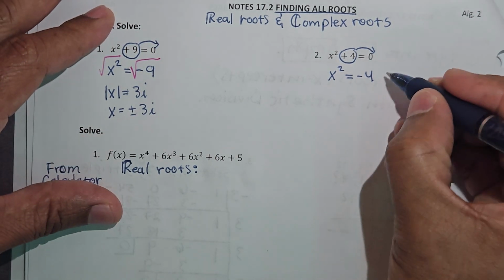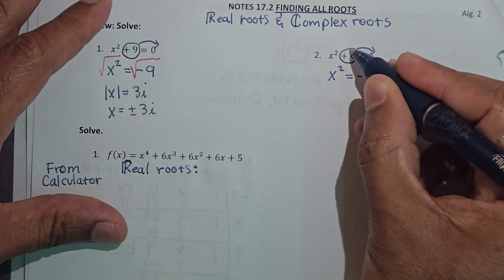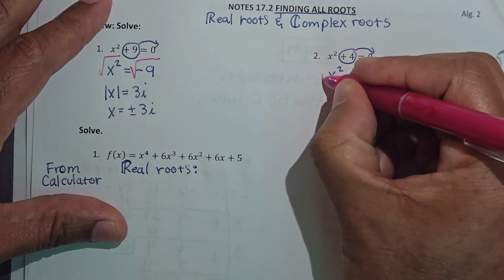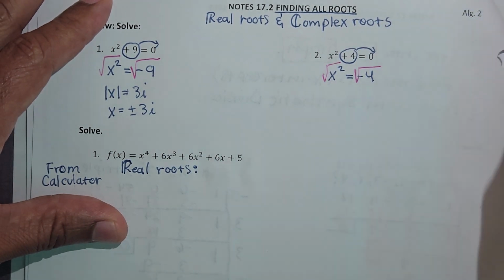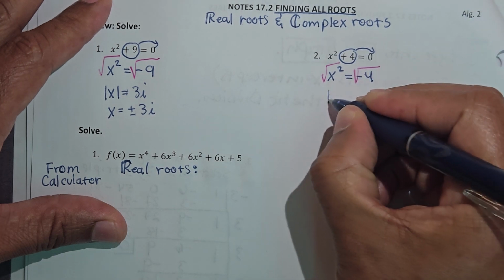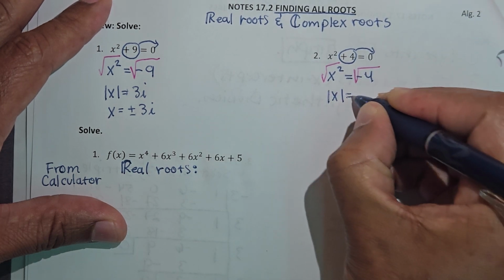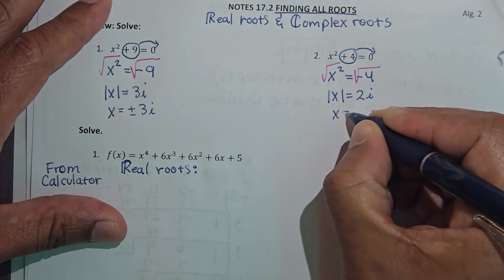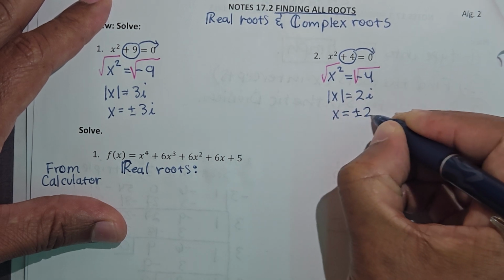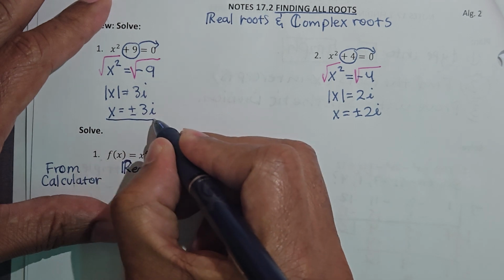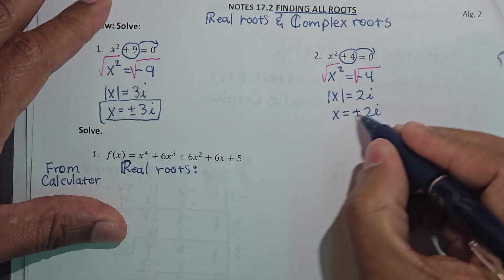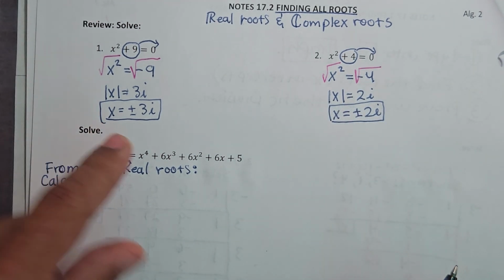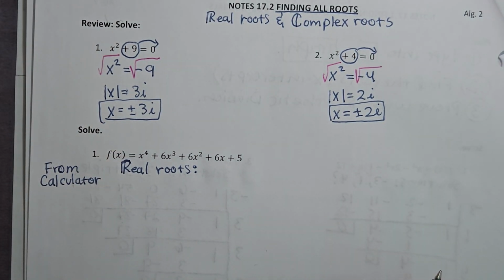And the same reasoning goes with this one here. You have plus 4, so move the 4 to the other side, which means you subtract the 4. Then you take the square root of both sides of the equation. So then we have that the absolute value of x is equal to 2i. And when we remove the absolute value, that means x equals plus or minus 2i. So this is a quick review on how to solve equations that include complex numbers. Okay, so we'll be using this throughout this lesson.